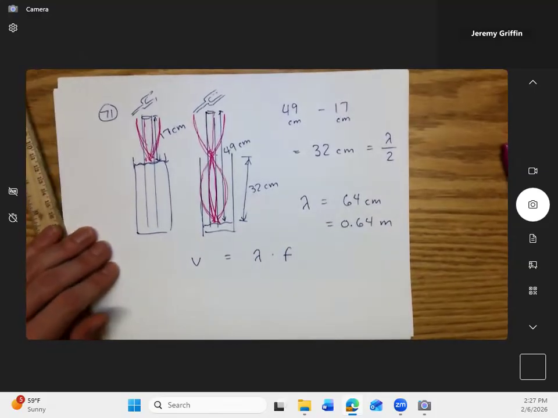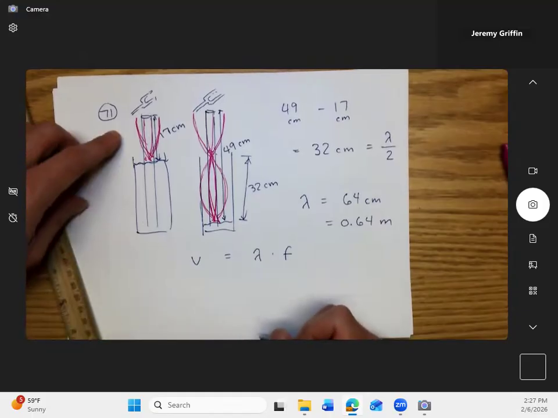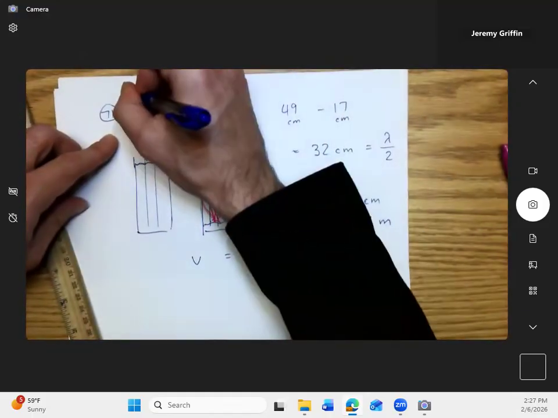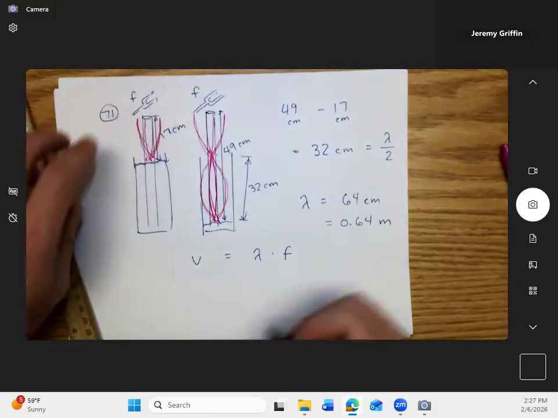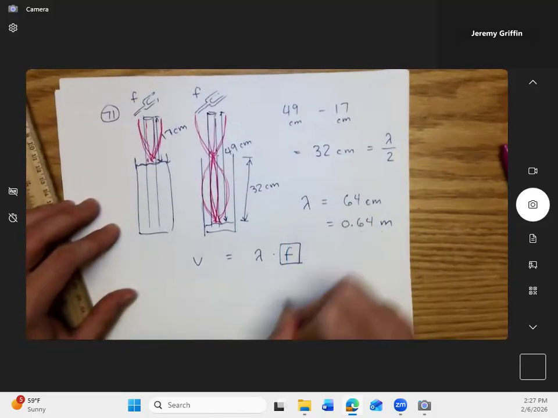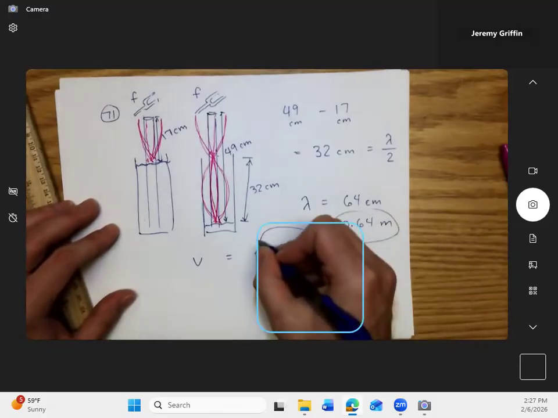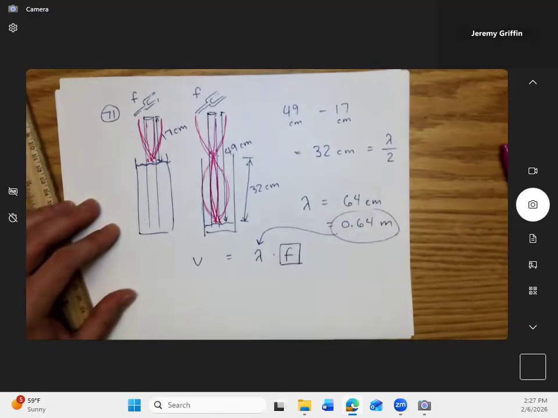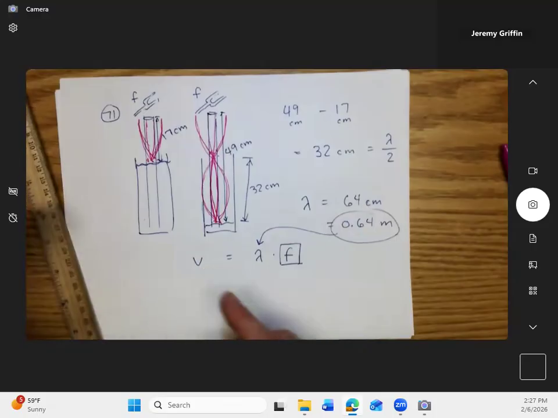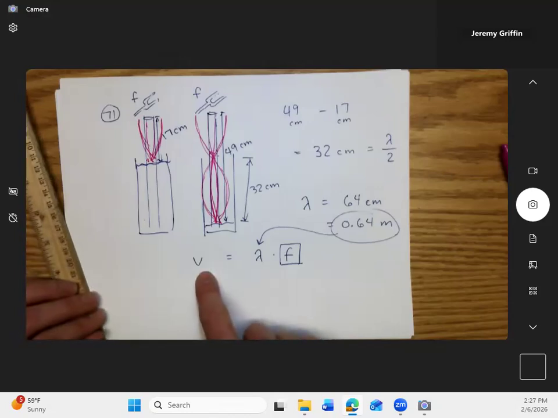Now, what was the question again? You guys remember what the question was? What's the frequency? Exactly. What's the frequency of this tuning fork? It's the same tuning fork, so we're trying to solve for this frequency here. We know the wavelength. That's the wavelength right there. Only you need the speed. Maybe we could come up with a reasonable number. What's a good reasonable number here?